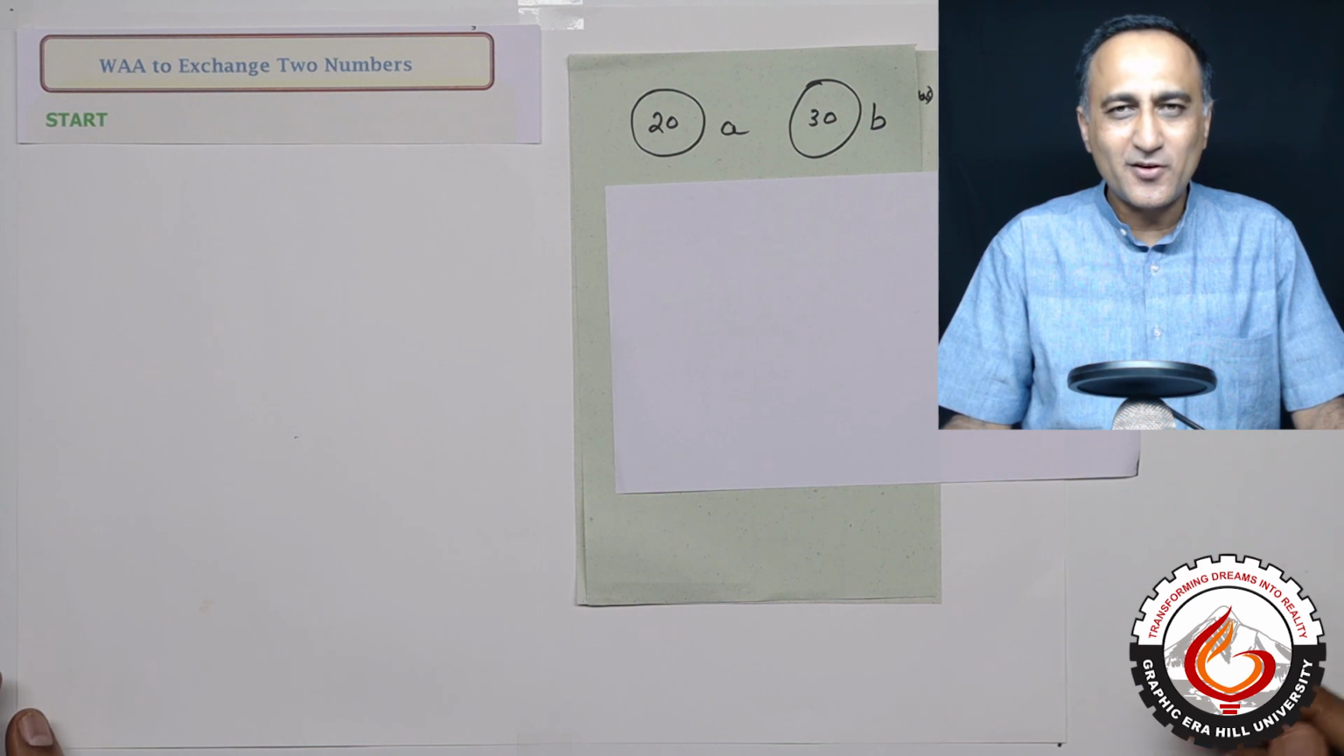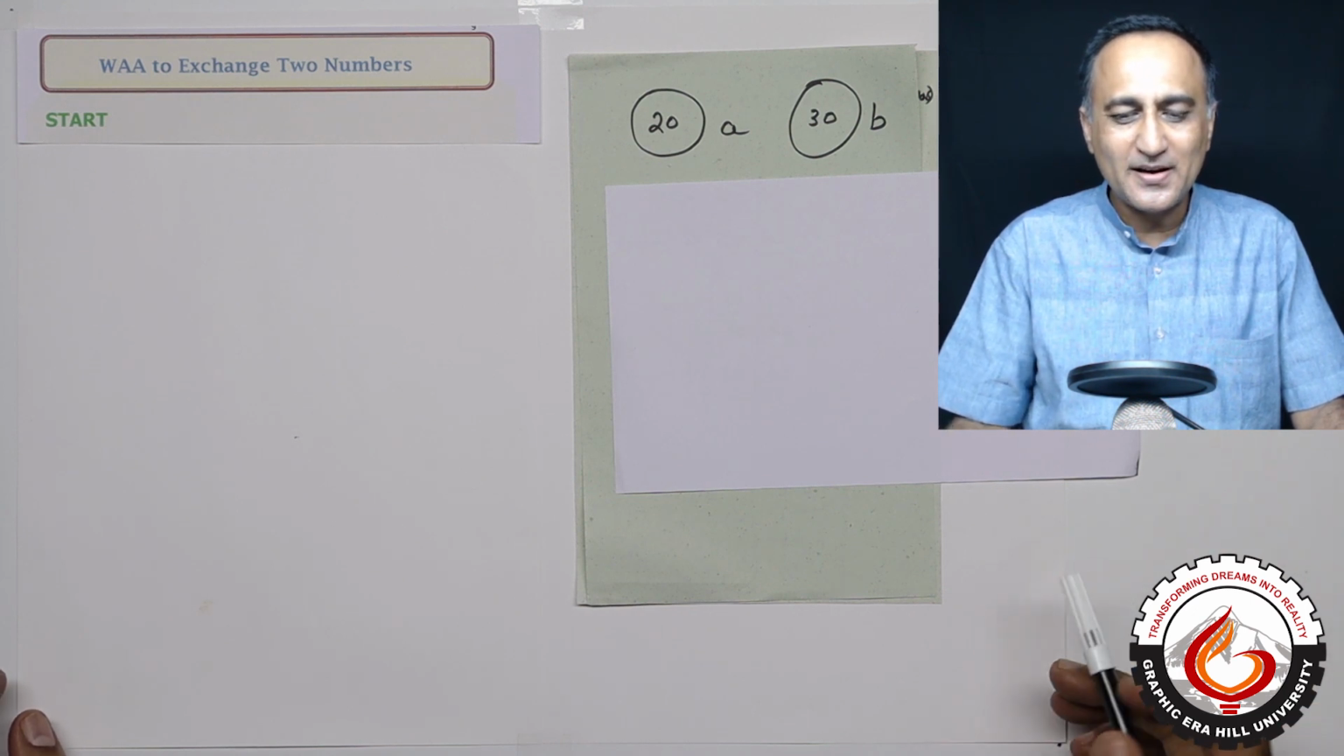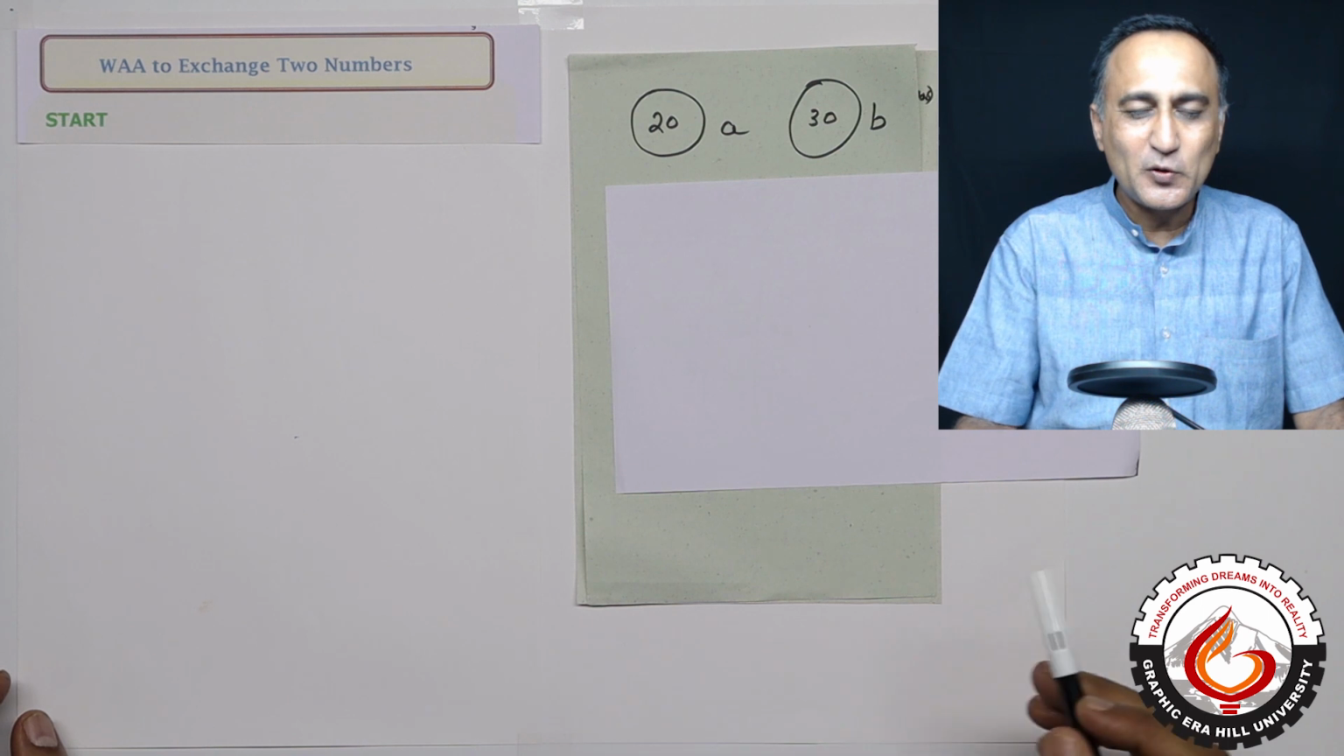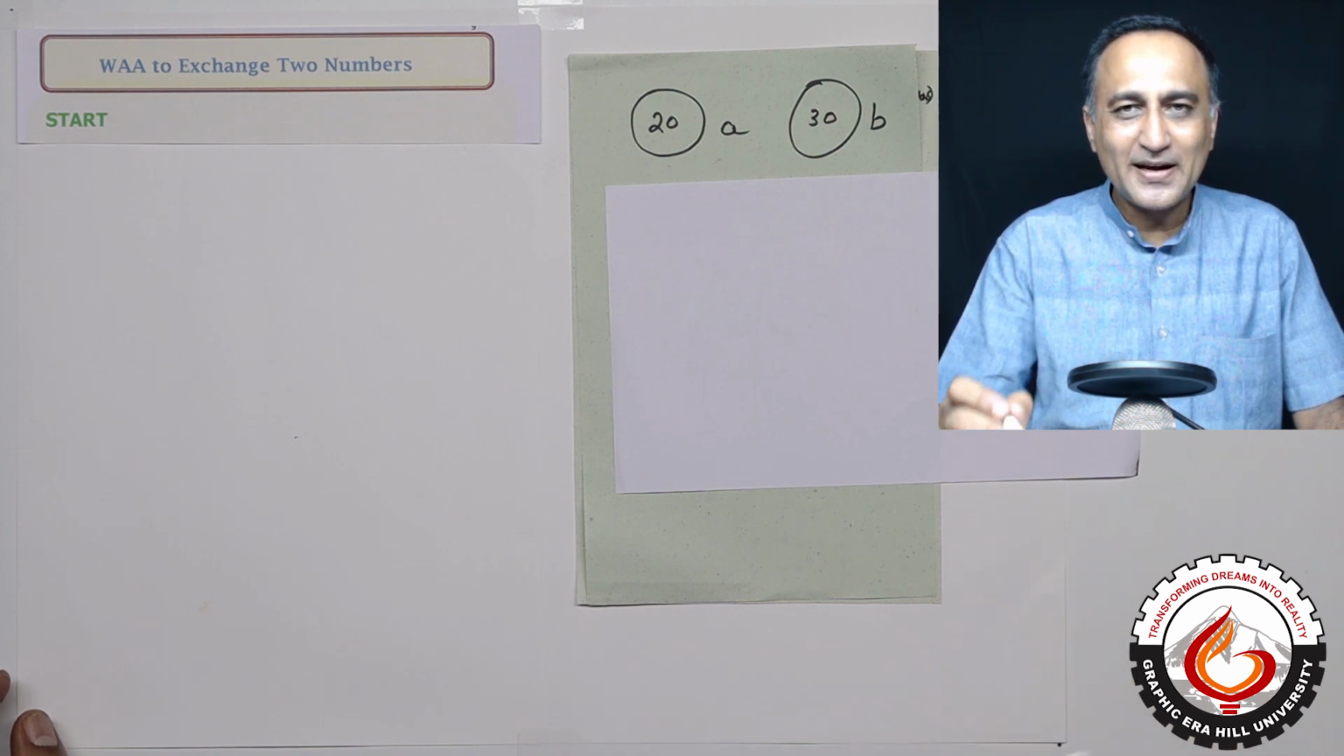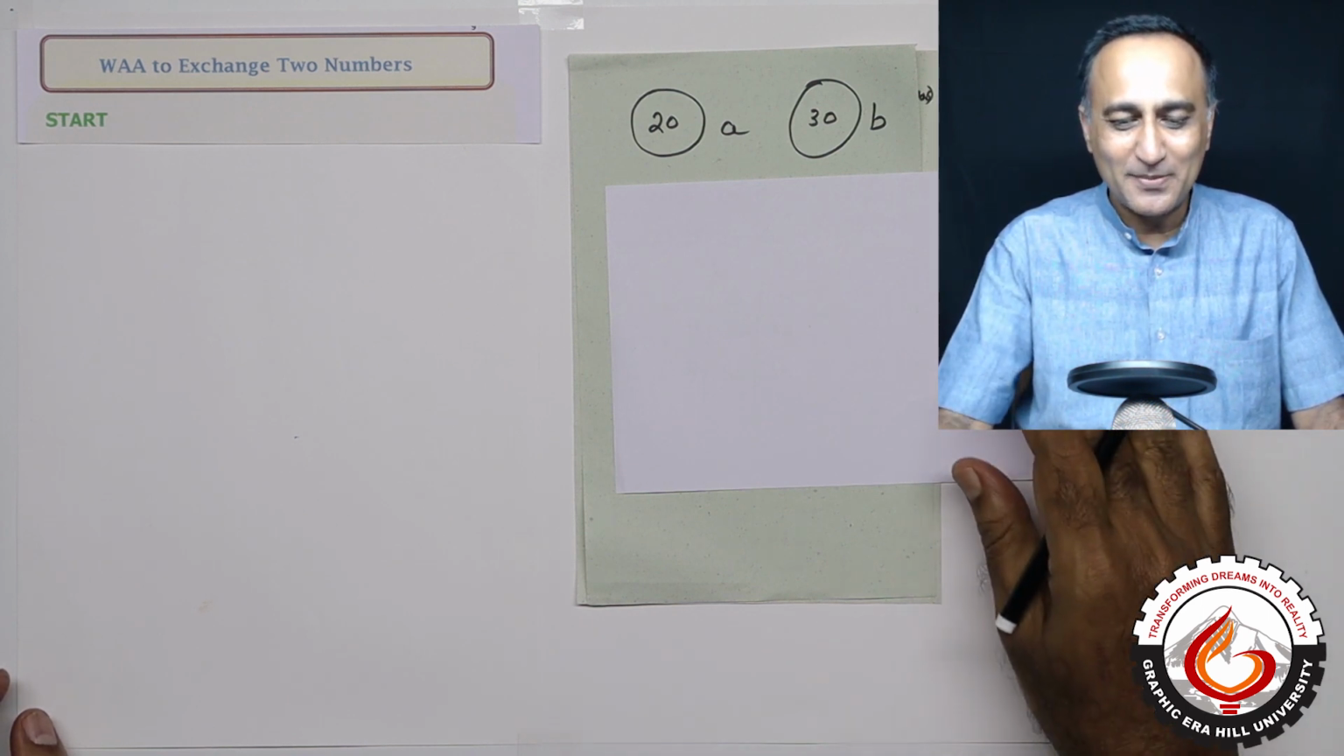Normally, when you're just new to logic, you'll think, what is the big deal? Take the value of B, copy it to A, and then take the value of A and copy it to B. I'll tell you what will happen if you do that.